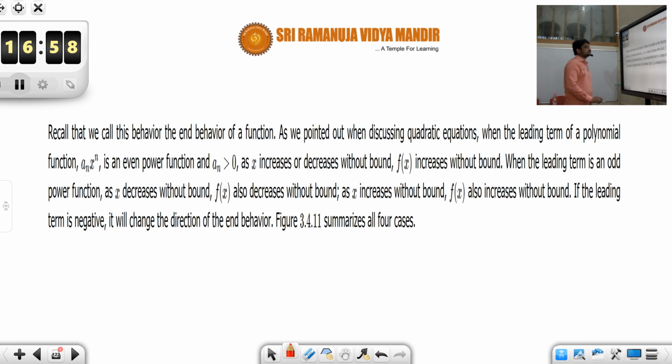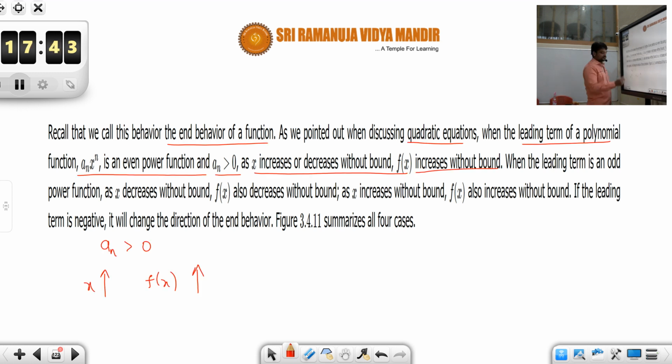without bound. What we are trying to discuss is, if an is greater than 0, as x increases, what would happen to the functional value? f of x increases. Similarly, if an is less than 0, as x increases, f of x decreases. This is one thing you need to observe.